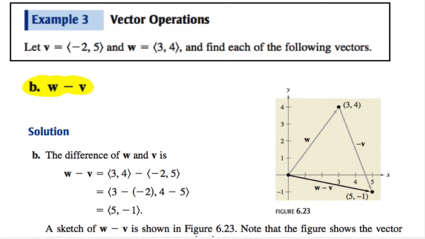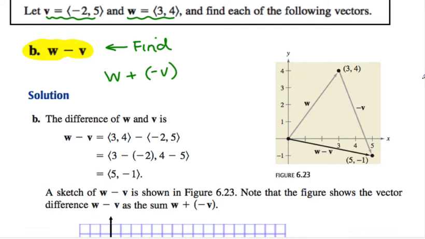Next example, same set of vectors, but now we're going to introduce w. So we have vector v and vector w, both in component form, and we want to find the operation where we take vector w and subtract v. Remember, when you subtract, you can also do this: w plus -v. All right, so graphically, I already have the picture here.